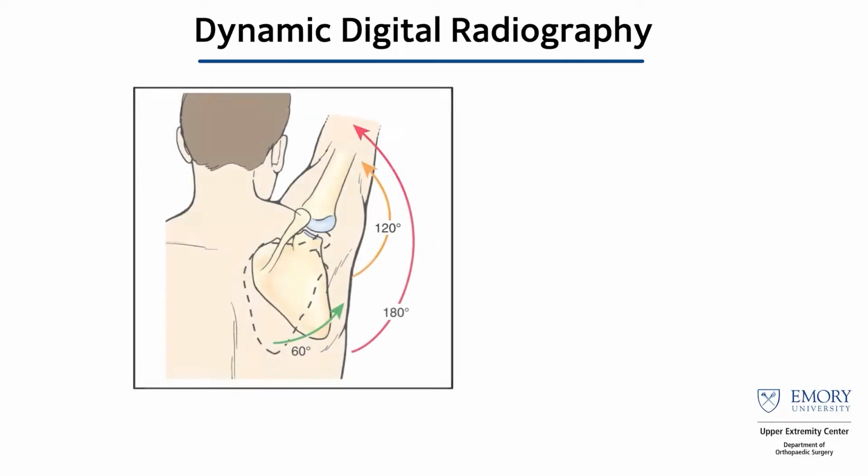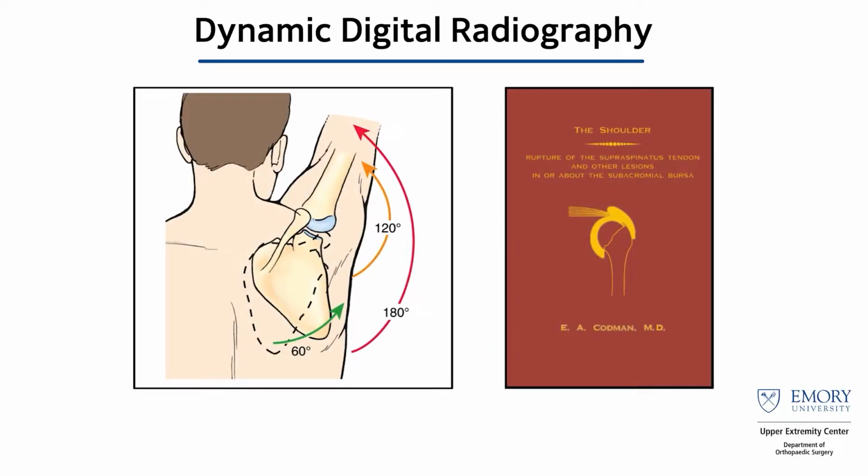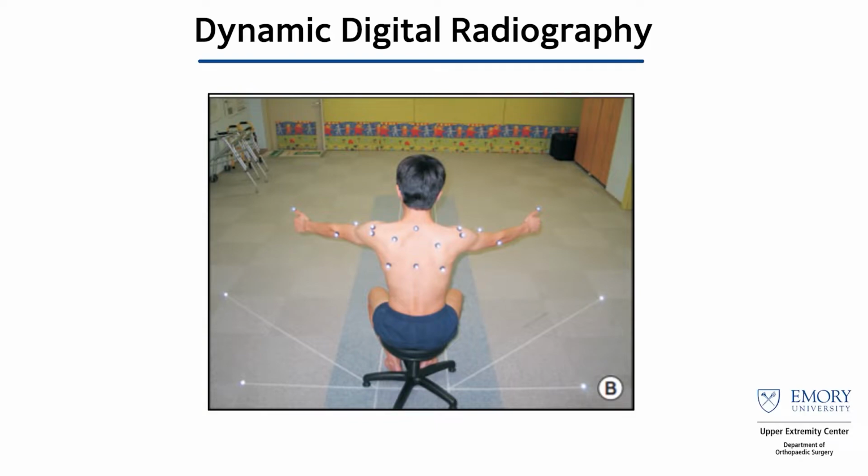And it's interesting enough. So E.A. Codman in 1934 introduced us to this concept of scapulohumeral rhythm in one of the first orthopedic textbooks ever published. Yet we have not been able to adequately or easily quantify this idea of scapulohumeral rhythm outside of some very sophisticated laboratories with skin markers and a variety of other imaging modalities that most standard clinics aren't able to do on a regular basis.